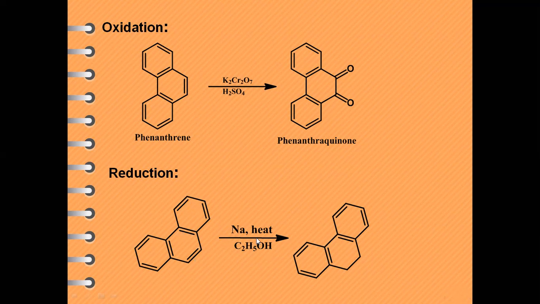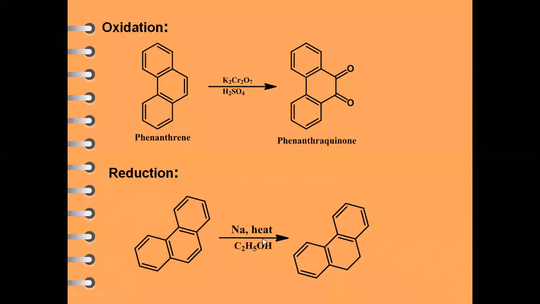By using sodium metal in the presence of ethanol to reduce phenanthrene, there is formation of 9,10-dihydrophenanthrene. So we obtain 9,10-dihydrophenanthrene by reduction.